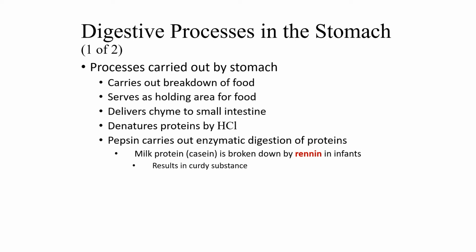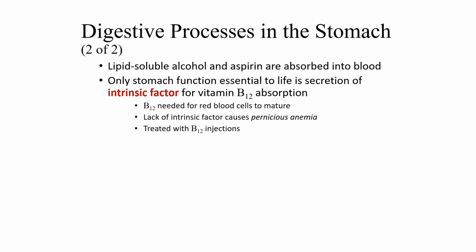All right. Notice that in infants, renin breaks down the milk protein, casein, and that's why it looks so chunky. Looks like cottage cheese because we use cow renin to break down the casein in milk to make cottage cheese. All right. Anything that is lipid soluble, as well as the NSAIDs, are going to be absorbed into the blood in the stomach.